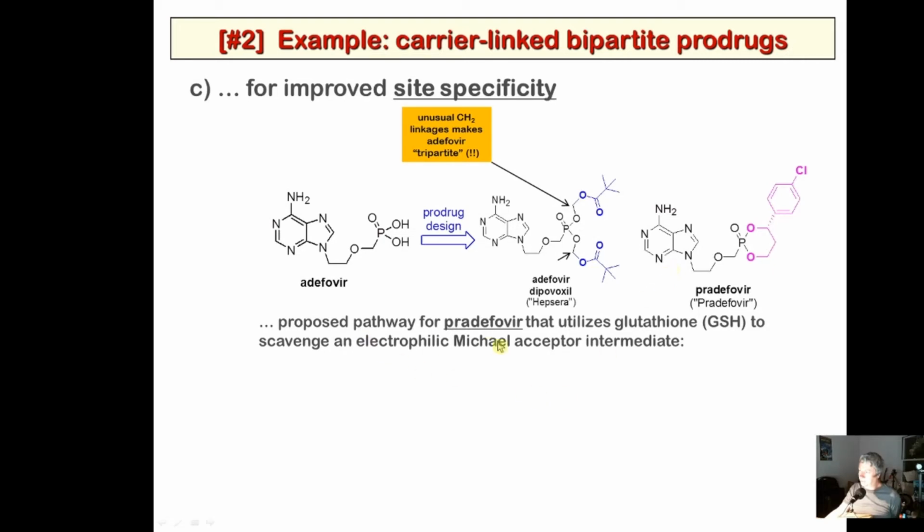And here's a pathway for the prodrug that uses glutathione to scavenge the electrophile. And that's why this is less toxic. It doesn't have this toxicity issue because glutathione is able to scavenge this part. We'll see that in a second. Formaldehyde, as far as I know, doesn't get attacked by glutathione. Glutathione's a nucleophilic cofactor, remember?